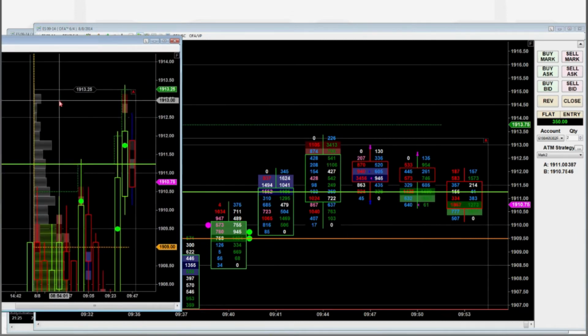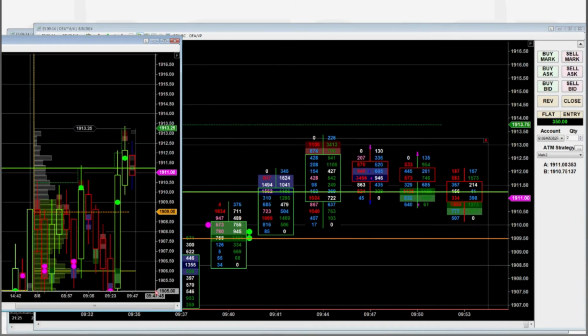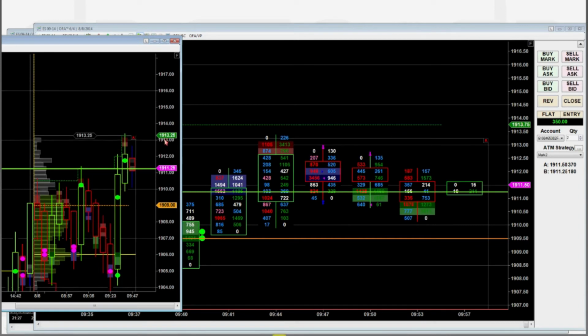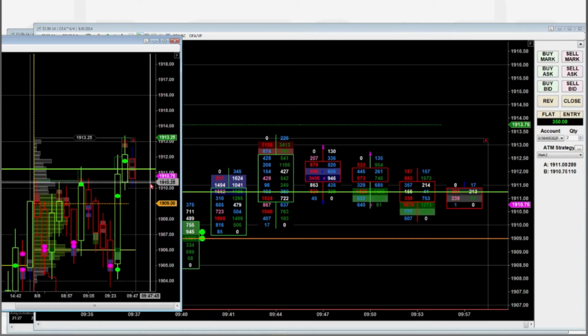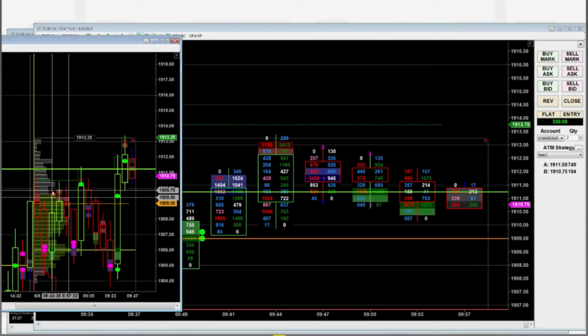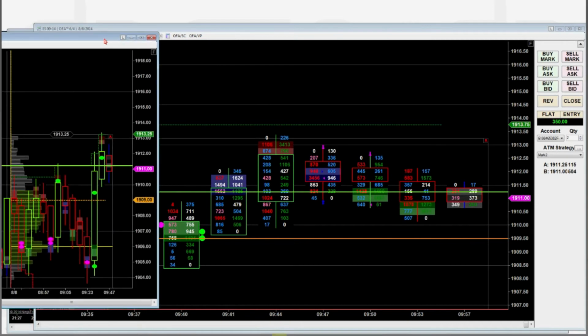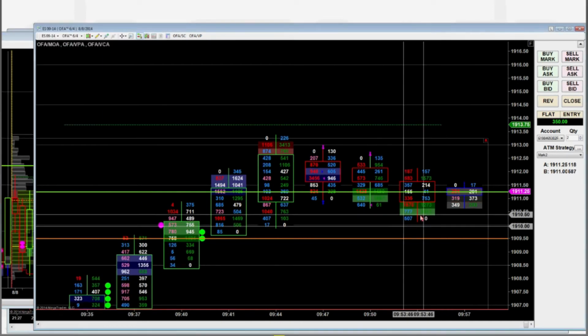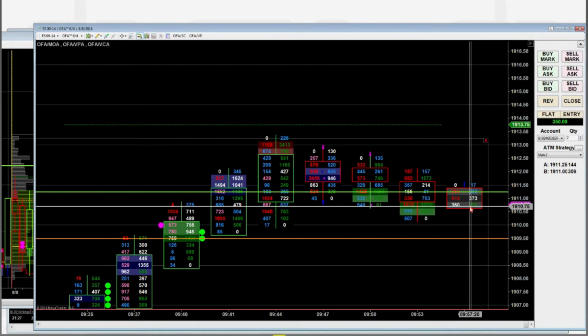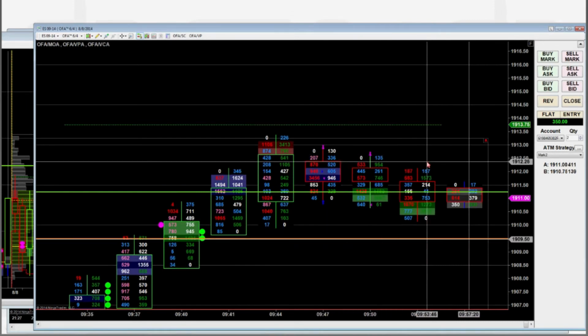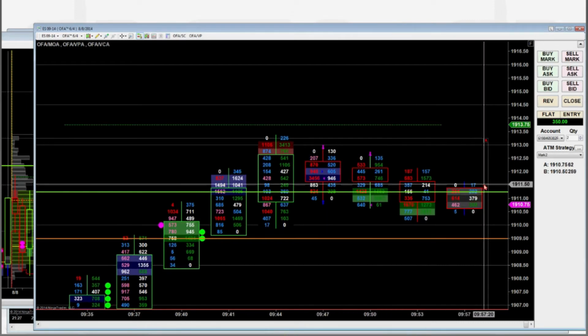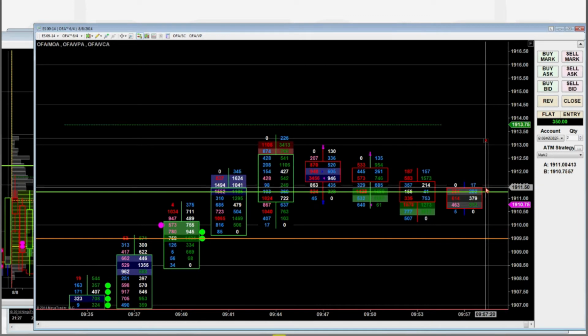So now I'm looking at the profile again. I got what I wanted in terms of the profile shape, and now I'm looking for a level to lean on over here. Maybe this 1910, 1909.75. I don't have the ending that I want yet. See, weakness, top of this is weakness. Again, it would be another hope trade.